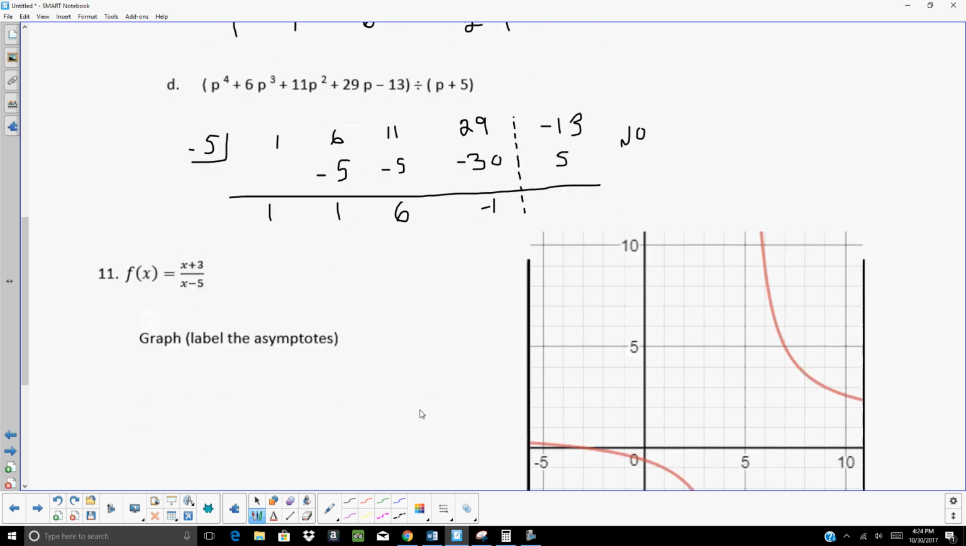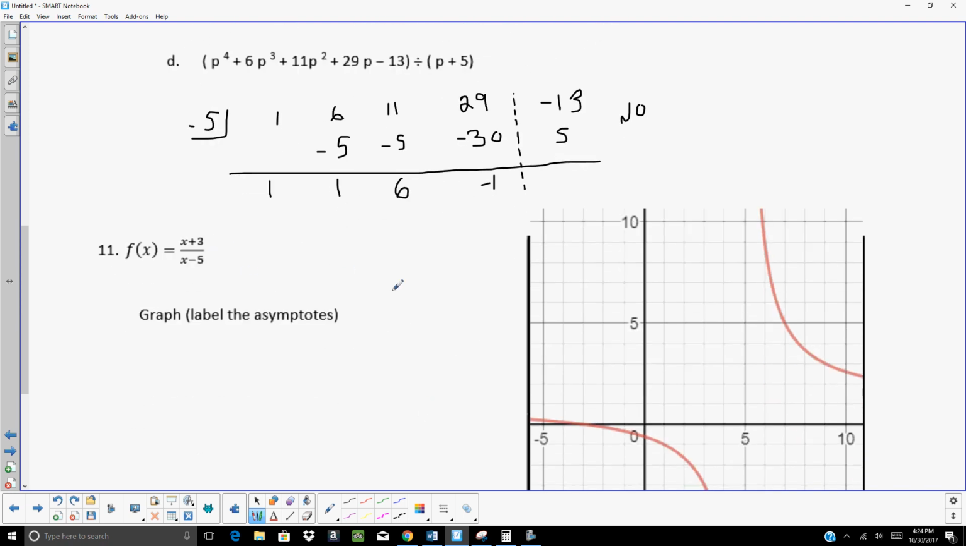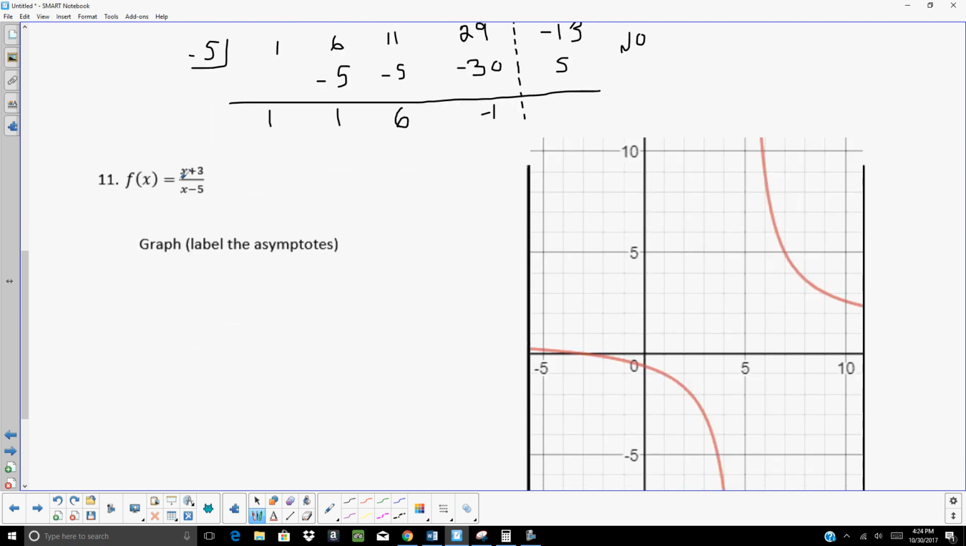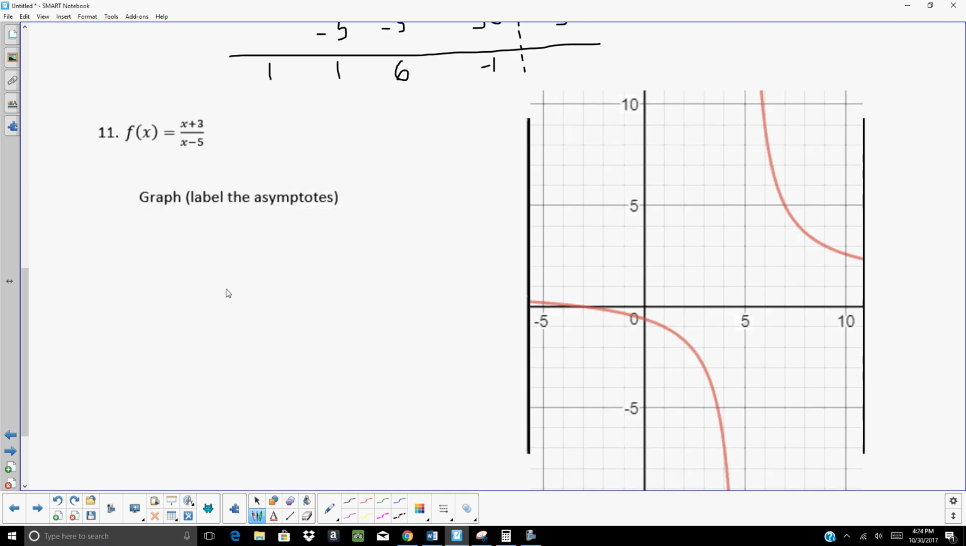All right, on 11, we wanted to graph those asymptotes. Well, there's a couple ways that you could go about doing this. First of all, you look at that denominator, and x is not allowed to be 5. So we've got a vertical asymptote at 5.